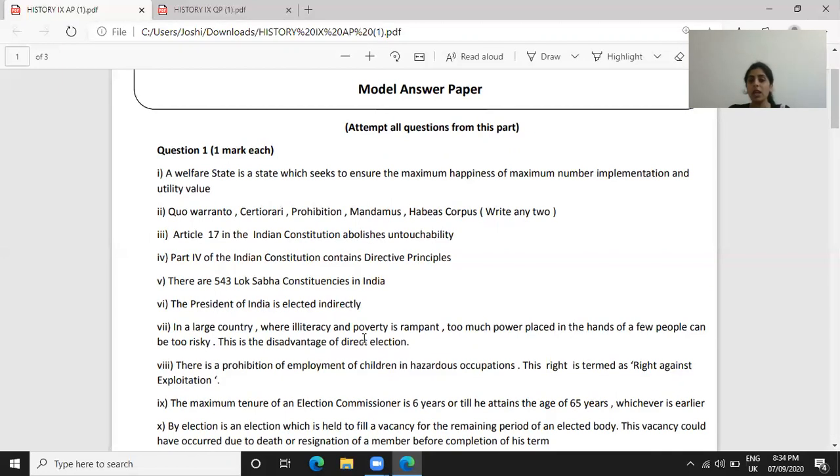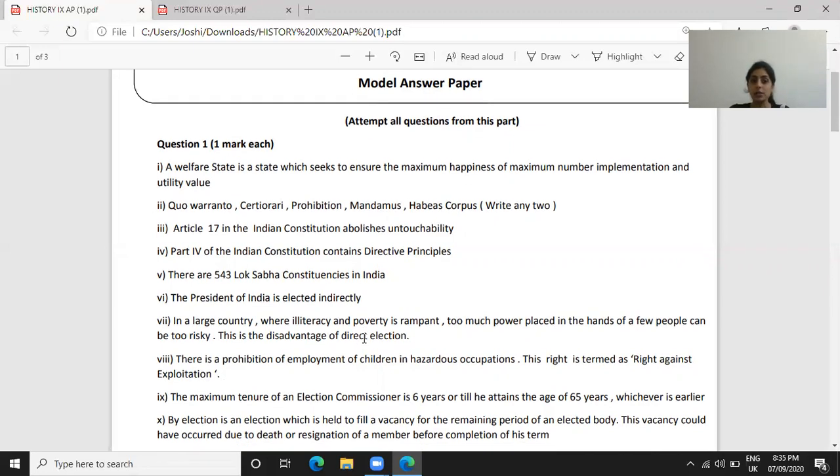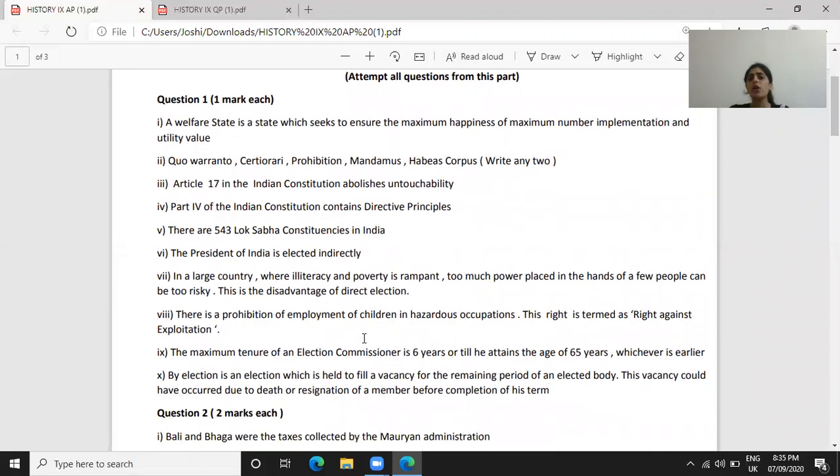Answer 7. In a large country where illiteracy and poverty is rampant, too much power placed in the hands of a few people can be too risky. This is the disadvantage of direct election. Answer 8. There is a prohibition of employment of children in hazardous occupations. This right is termed as right against exploitation.